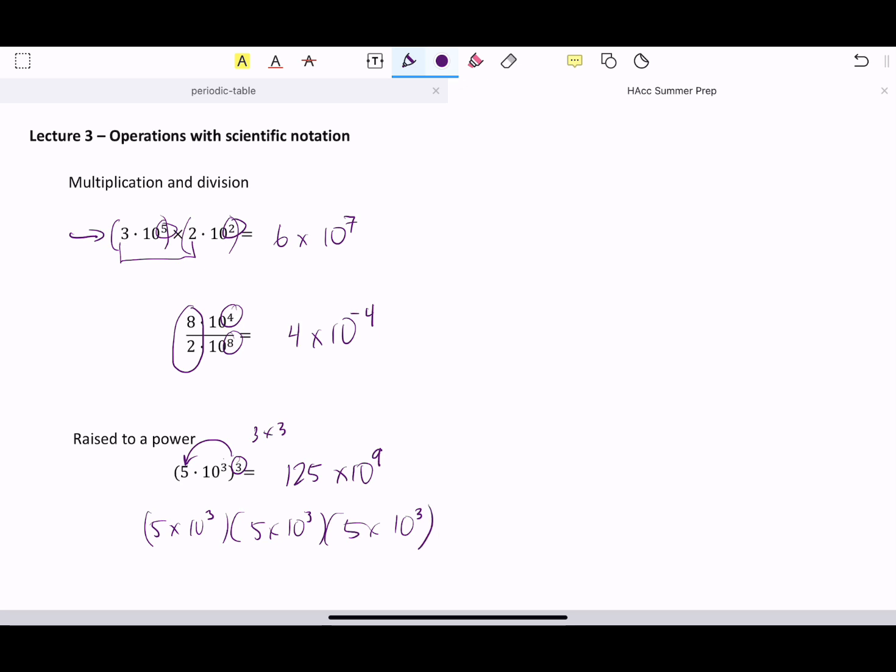So that it makes sense if I'm multiplying all of them, all I'm doing is adding these three 3's together, which is why it's 3 times 3, right? As opposed to raised to the power. And that's how I get that.